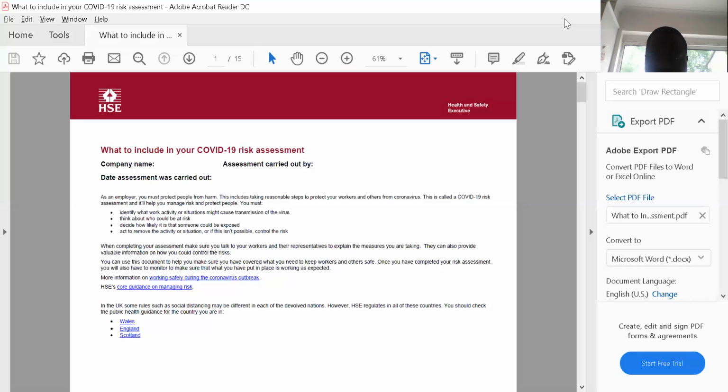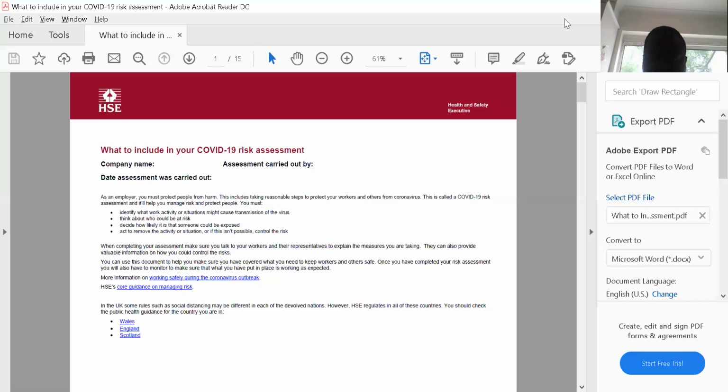So it does say here as well, this is now moving on, when completing your risk assessment, make sure you talk to your employees and their representatives. So keep that in mind that if you work in a unionized environment, you might have a union rep, you need to be talking to them. But importantly, they are on the front line, so they will have some useful information they can share with you. So it does say to use this document to ensure you've covered what's needed.